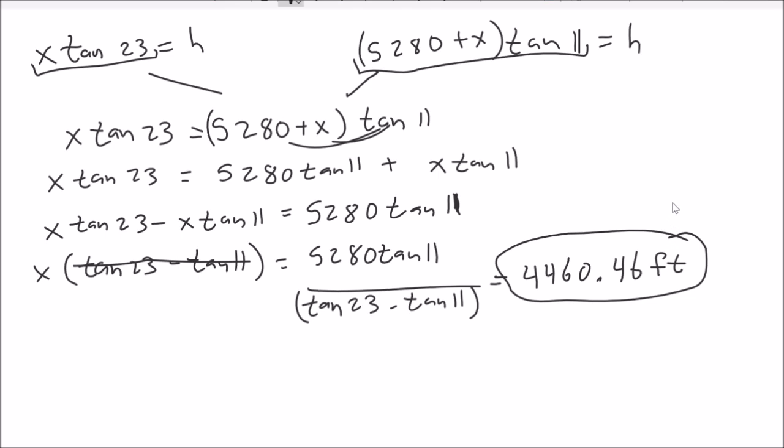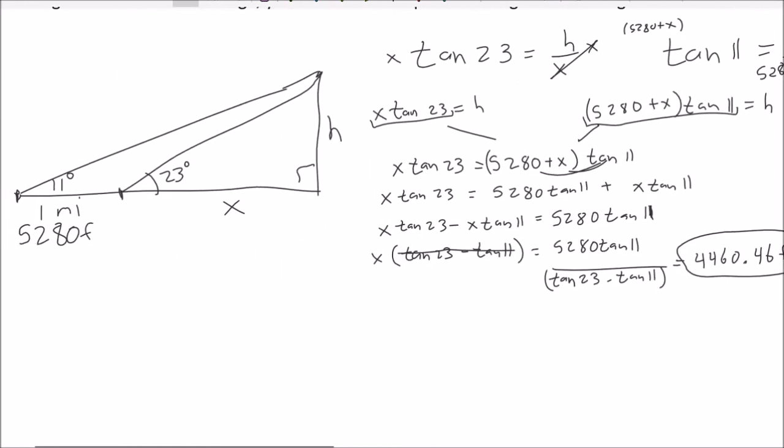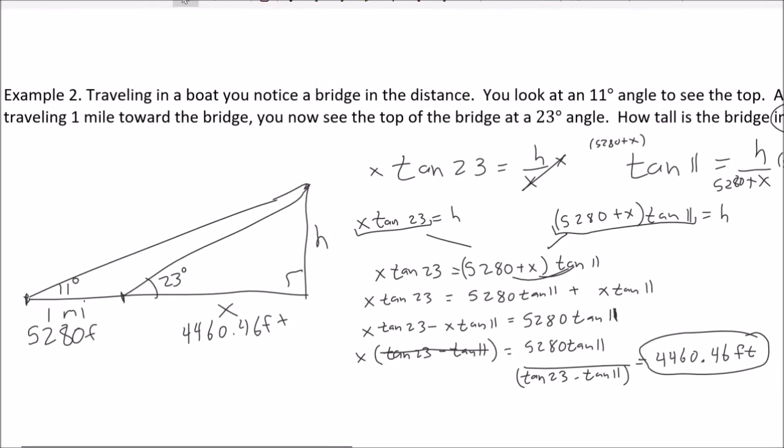So, is the bridge 4,460 feet tall? No, probably not. Let's zoom out and see what this means in context. Okay, we now know that x is 4,460.46. So I'm going to come back, and over here where I had this x, 4,460.46 feet. And what were we asked to find in this question? We were asked how tall is the bridge in feet.